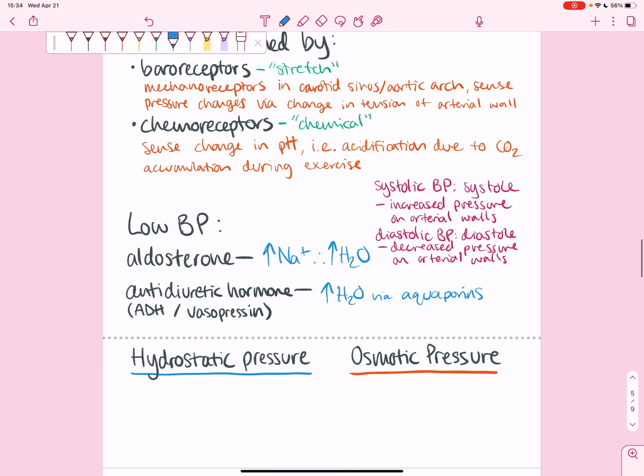So last thing, solute exchange. I'm just going to do some quick definitions of hydrostatic pressure versus osmotic pressure. And I'll write this in purple. Hydrostatic pressure is the pressure of the fluid within the blood vessel. Hence hydrostatic. So I will write out pressure of the fluid within.